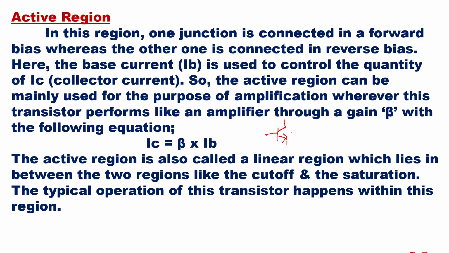So here will be the emitter. Emitter will be common to base and collector. So base, emitter and collector. Collector and emitter will have an output circuit, and base and emitter will have an input circuit. So base current will be the input current and the output current will be the collector current. So collector current will be current gain times the base current.